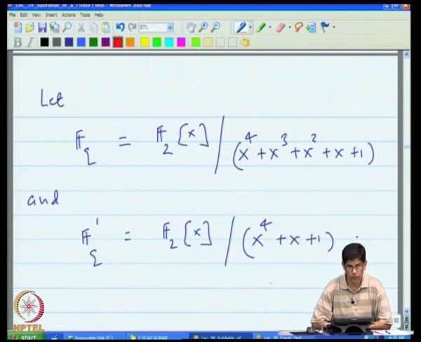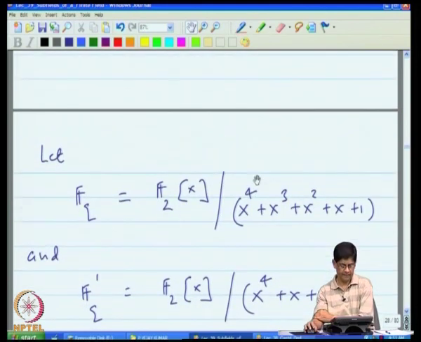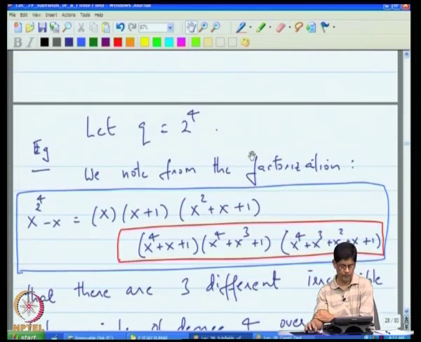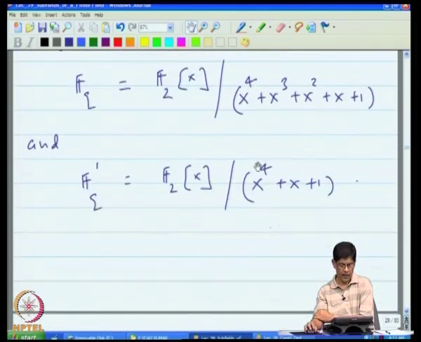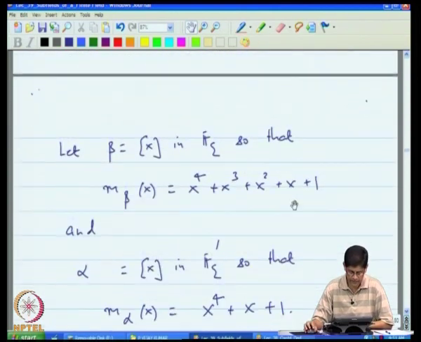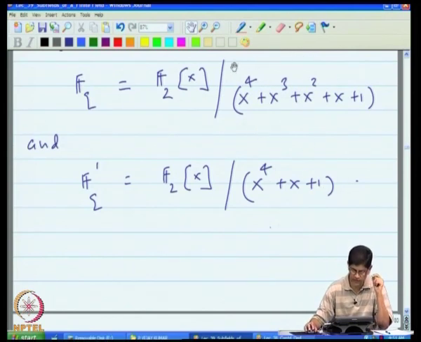Now, we want to show that the two fields are isomorphic, and it will help us if we actually regard these fields in the following way, that is F_q is F_2[x] modulo a certain polynomial, and F_q', for example, could be F_2[x] modulo x^4 plus x plus 1. Anyway, there are these two finite fields, let us say. Let beta be the equivalence class in F_q, so that the minimal polynomial of beta is x^4 plus x^3 plus x^2 plus x plus 1. The reason being that we already know that this is an irreducible polynomial.